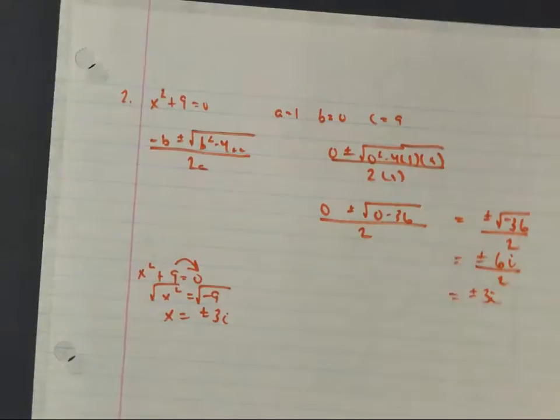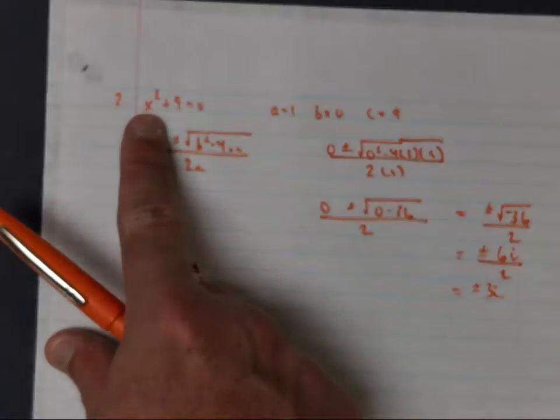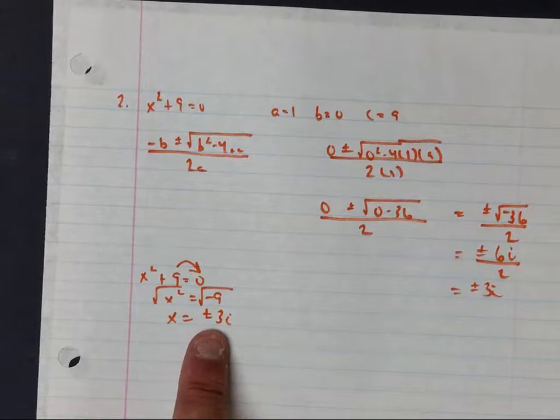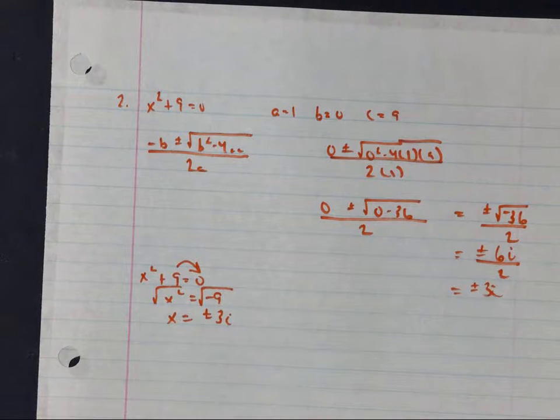So in this particular function, this was a quadratic. It could have up to a maximum of 2 zeros. It has 2 zeros, plus or minus 3i. Now, how many real zeros does it have? 0. How many complex? 2. It has 2 complex and 0 real.